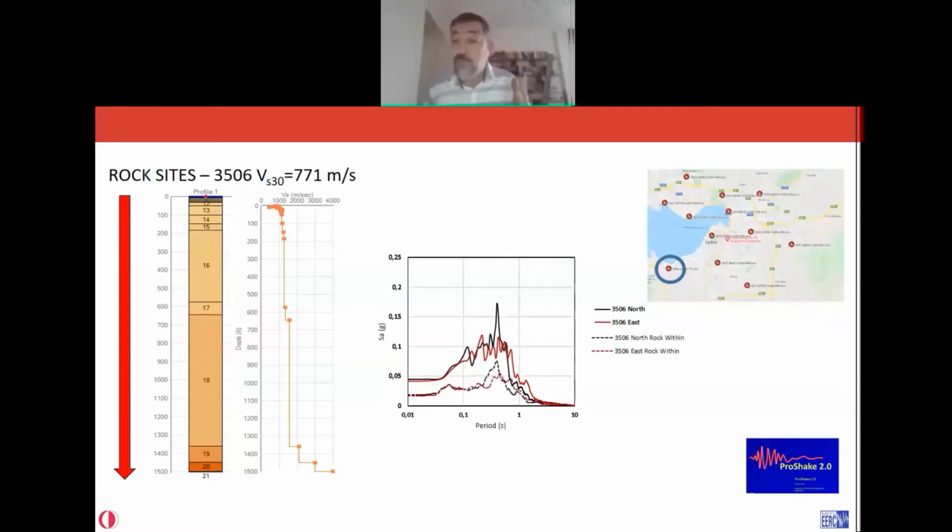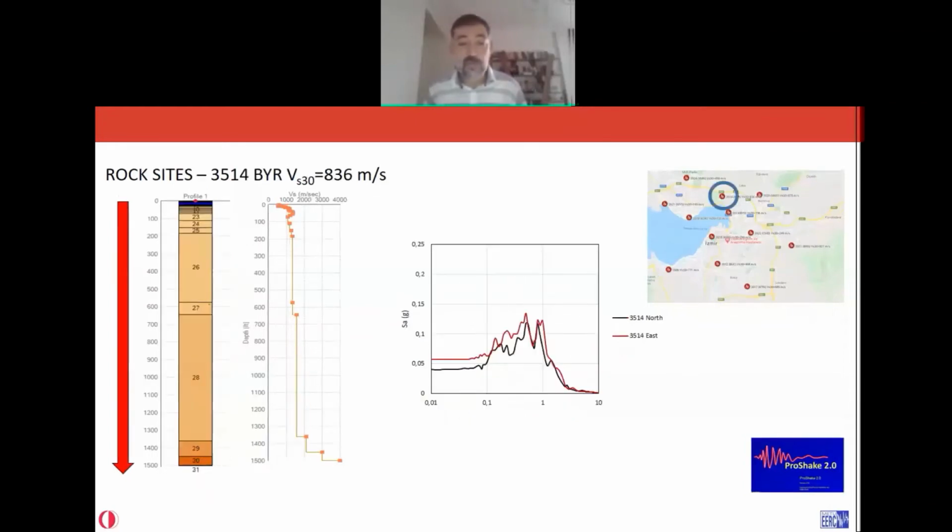I'm sorry, but what we have done is basically we did the convolution studies at these rock sites, and we tried to find out what was happening at Izmir Bay at 1,500 meter depth. I'm talking 1.5 kilometer depth, because we would like to understand how the basin of Izmir was shaken at the rock level. And we have done it beautifully.